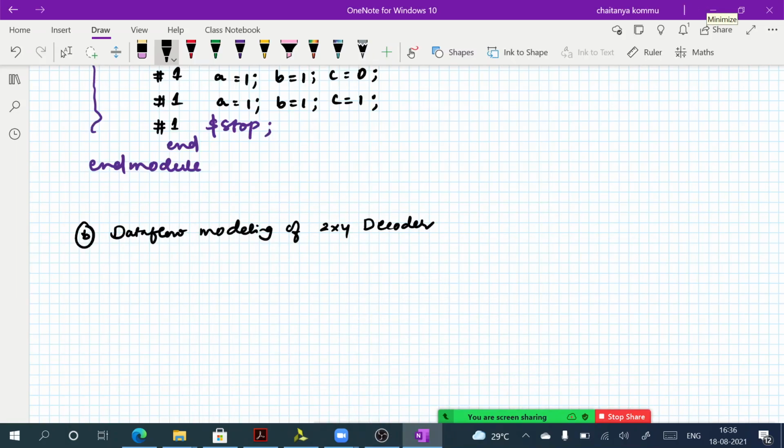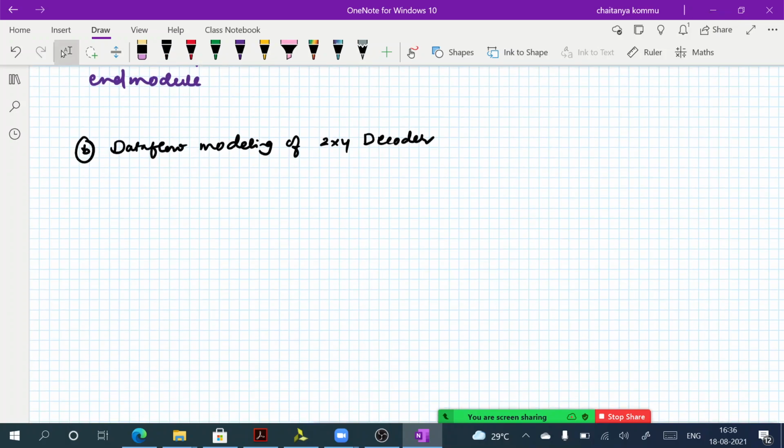Okay, let us write the data flow modeling of the 2x4 decoder, in the same way as we write the gate level modeling also. I think you should first write the gate level modeling, then we will write the other. Okay, gate level modeling. So everybody knows that the gate level modeling of this one is something like this.